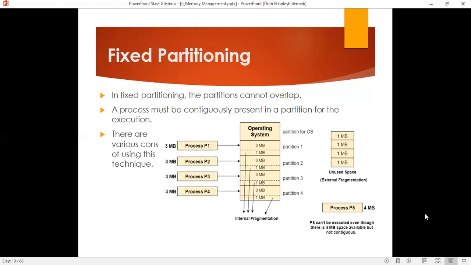Because of the external fragmentation, when we check the unused space of the memory, totally we can see 4 megabytes of space, but I can't fit this one because partition sizes are not enough. And also we don't have any available partition. So because of this reason, I can't fit process 5.